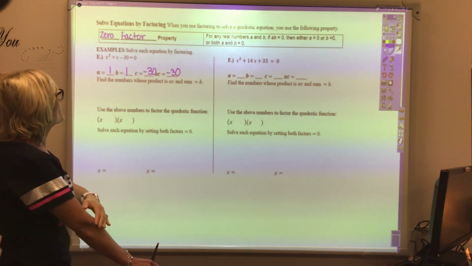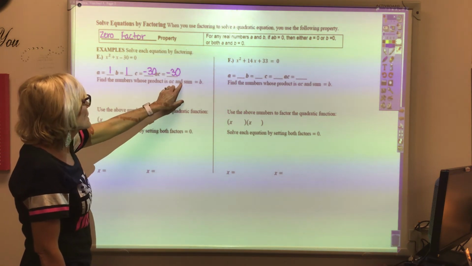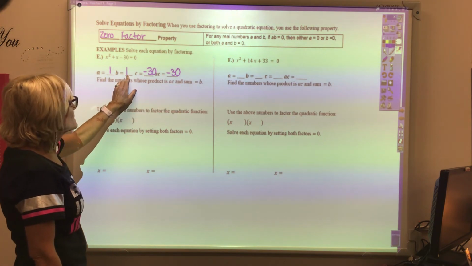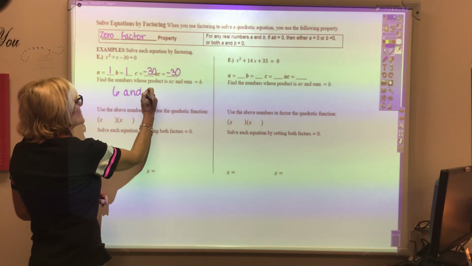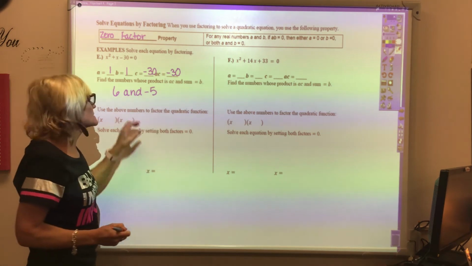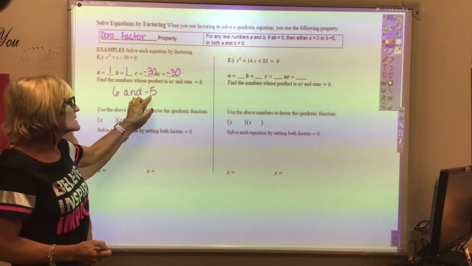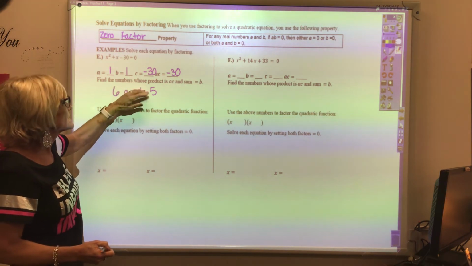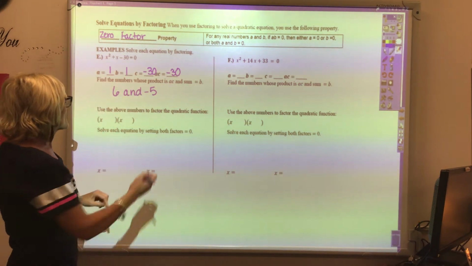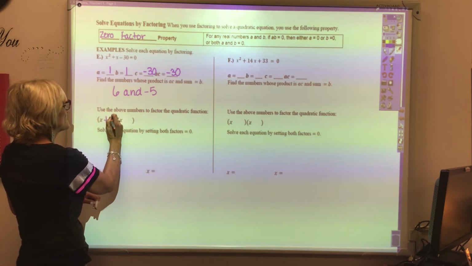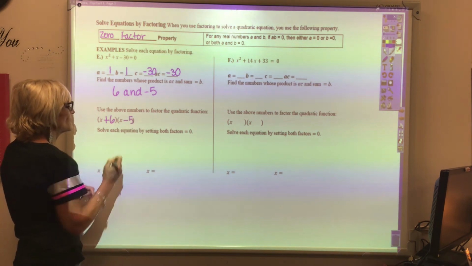Second, we're going to find the numbers whose product is AC, or negative 30, and whose sum is B, which is 1. So I'm going to tell you that 6 and negative 5 are the two numbers, because 6 times negative 5 is negative 30, and 6 plus a negative 5 is 1. So that meets the conditions for finding the factors. The 6 is positive, so we put a plus 6 in one. The 5 is negative, so we put a minus 5 in the other.